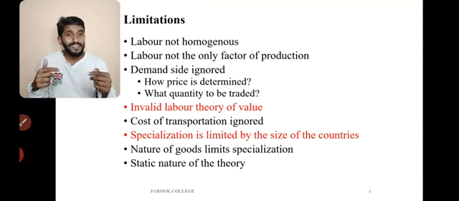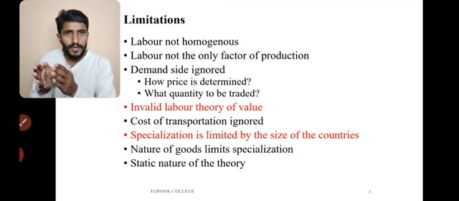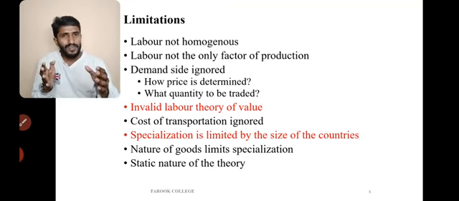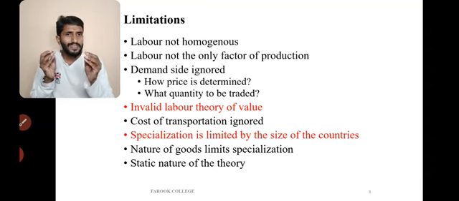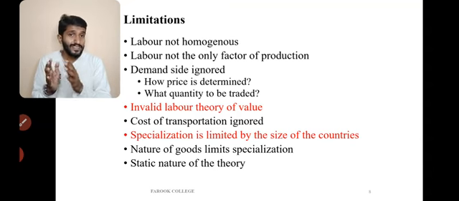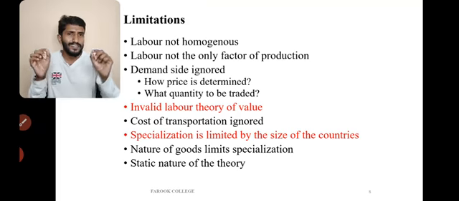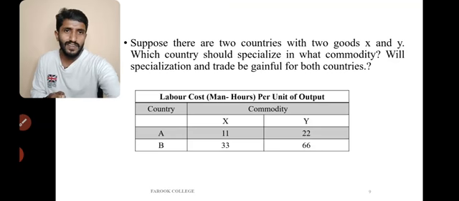Then the static nature of the theory. Here there is a static nature, meaning all the factor endowments, production technology, full employment, and so many assumptions, which do not accept any change. So there is a static nature in this theory. These are all the limitations of this theory. I hope this is clear for you.